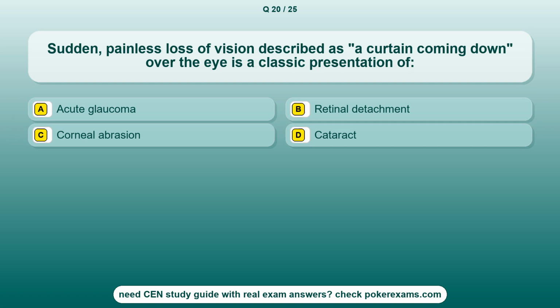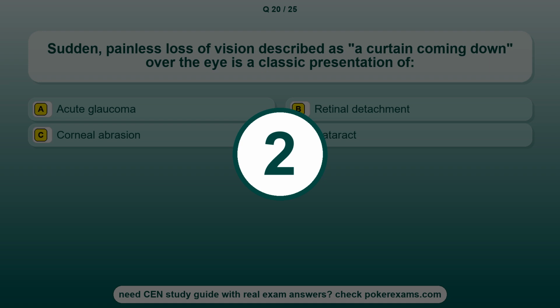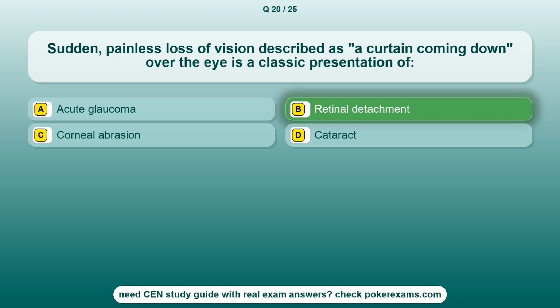Question 20. Sudden, painless loss of vision described as a curtain coming down over the eye is a classic presentation of Option A, acute glaucoma. Option B, retinal detachment. Option C, corneal abrasion. Option D, cataract. The correct answer is option B, retinal detachment.